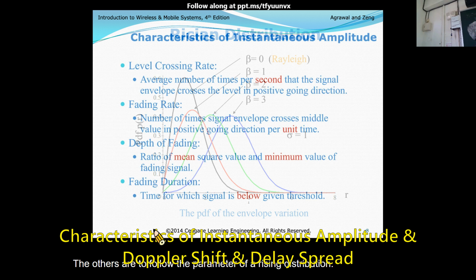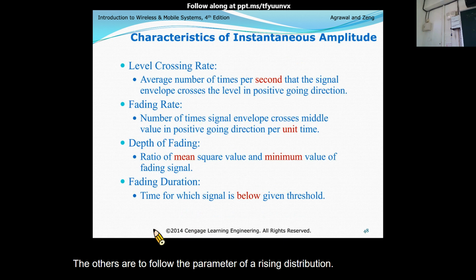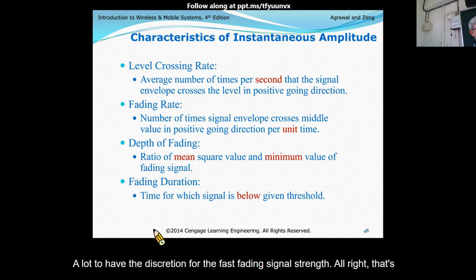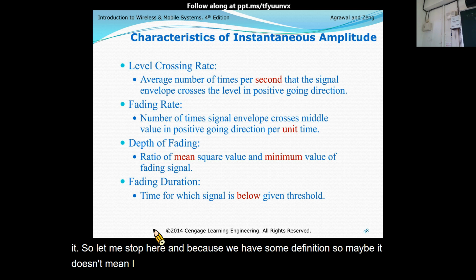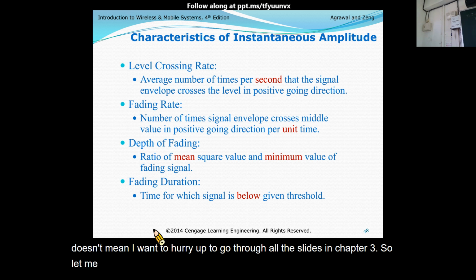So all these serve as distributions that allow us to describe the fast fading signal strength. All right, that's it. Let me stop here, because we have some definitions. I don't want to hurry through all the slides in chapter 3. So let me stop and let you think about this one.